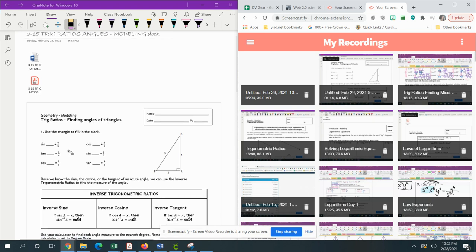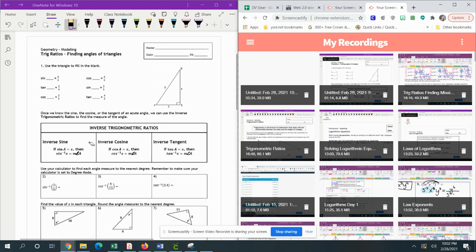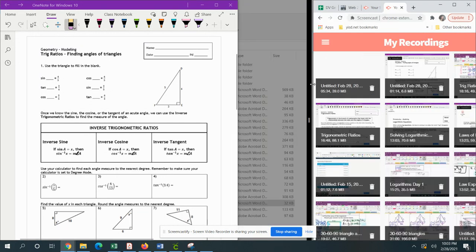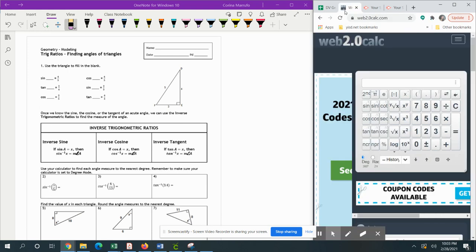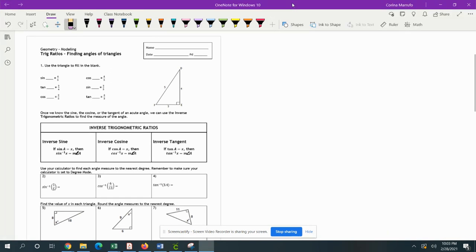All right, so today we're going to be working with trigonometric ratios. We're going to be finding the angles of triangles. So last week we were finding the missing side. So now we're going to use trig to find the missing angles. Okay, so up here to the side, I do have my little calculator ready. But for now, I'm going to go ahead and make this a little bit bigger.